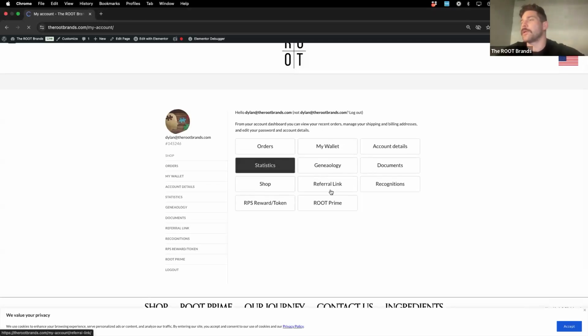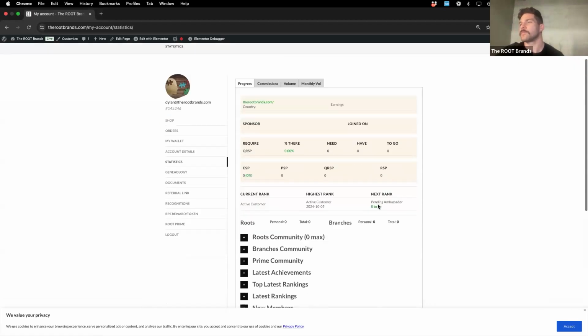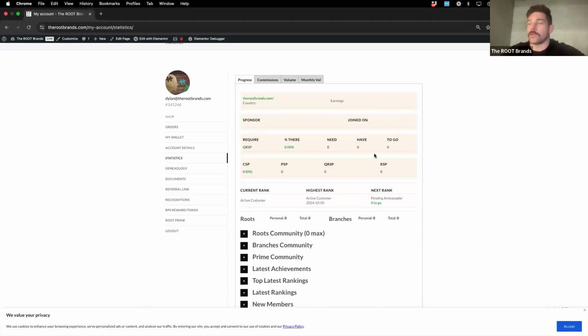Going back to the statistics page. To go into what he was talking about further, I just want to point out a couple of things with CSP and QRSP. CSP is customer sales points, and QRSP is qualified Root sales points. The need is going to show up for your next level. That need is taken out of both QRSP and CSP.